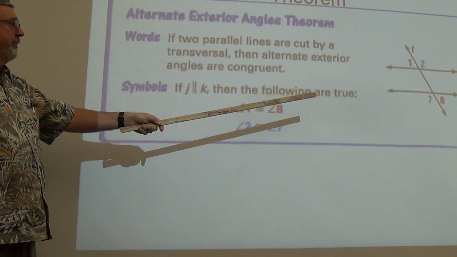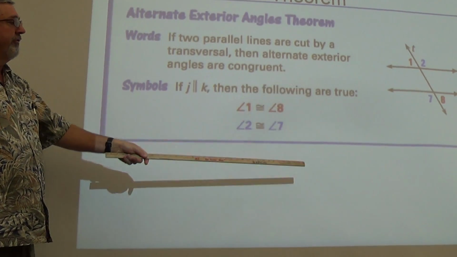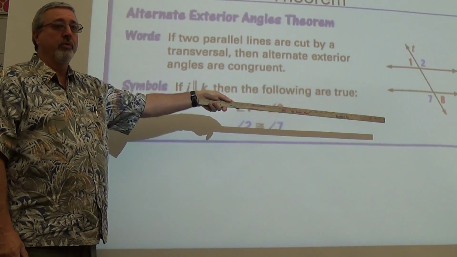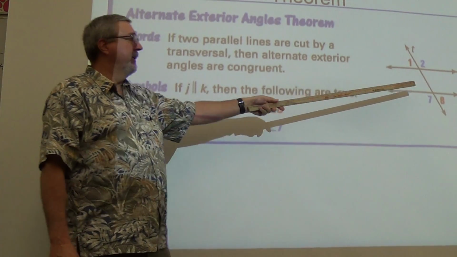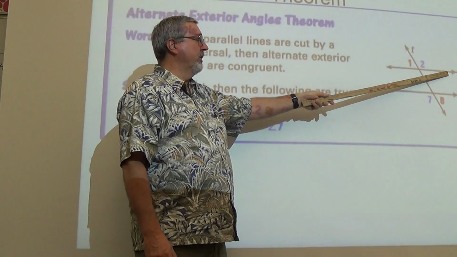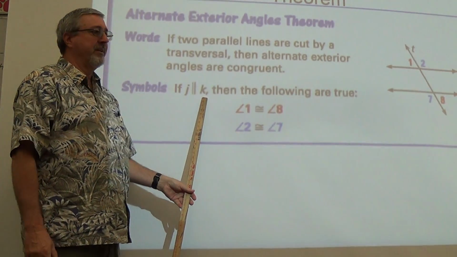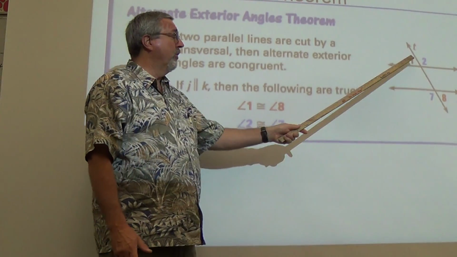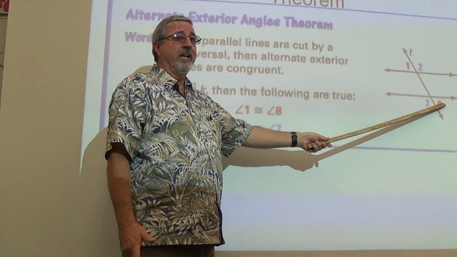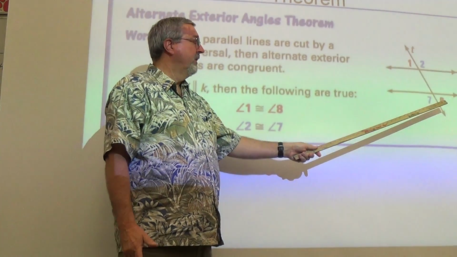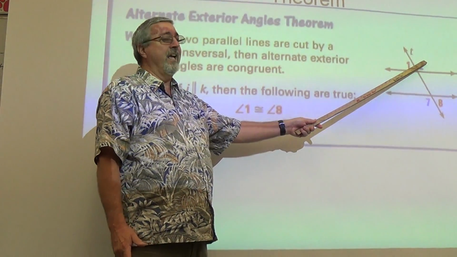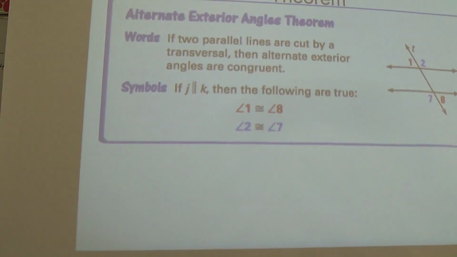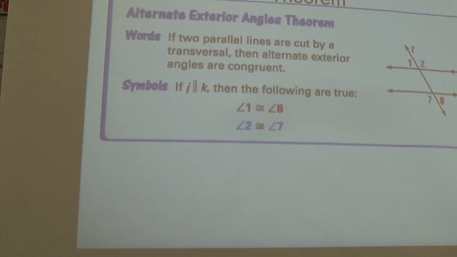If those two lines, line J and K, are parallel, then the following is true. Again, you have to be told either that the lines are parallel or shown that they are parallel. Here we have an indication on the lines that shows they're parallel, and here we have a statement telling us that. So angle 1 and angle 8 are alternate exterior angles, and they are congruent. Angle 7 and angle 2 are alternate exterior angles, and they would be congruent. See how they're on alternate sides and outside the two parallel lines?